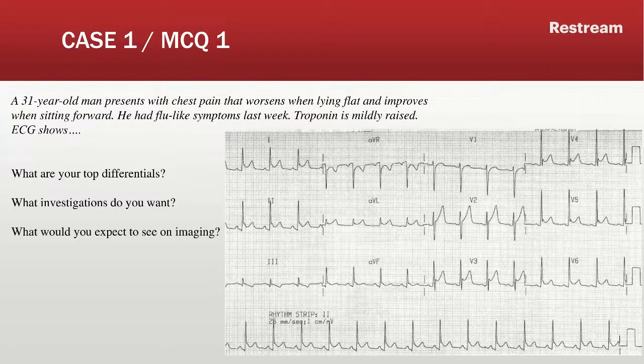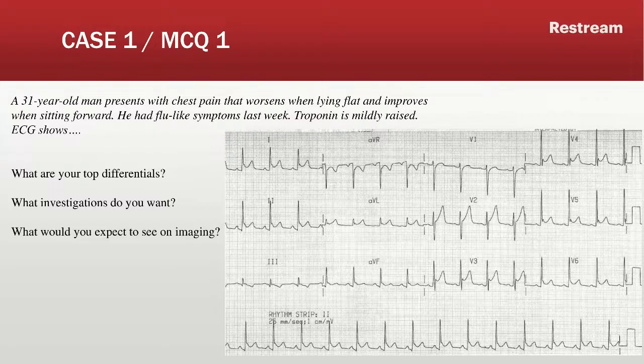And yeah, so what investigations do you want for this patient? What investigation would you guys go for? Okay. You've tested his troponin, you've taken the bloods. And if you did any imaging, what would you expect to see? What kind of imaging would be indicated in this patient? He's just come into A&E. What kind of imaging would you like to do?